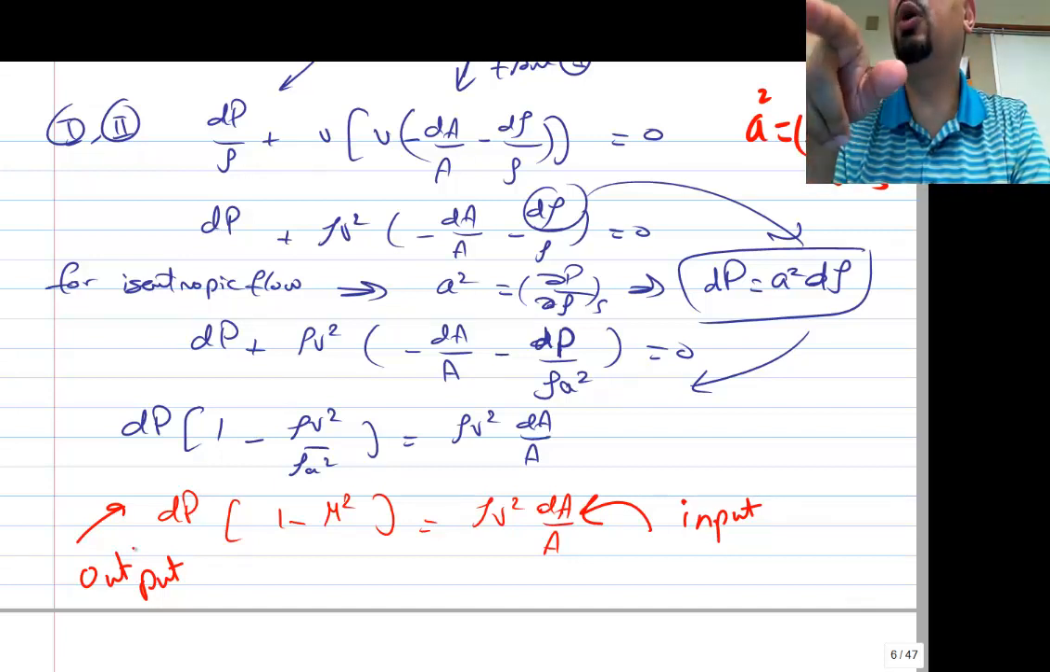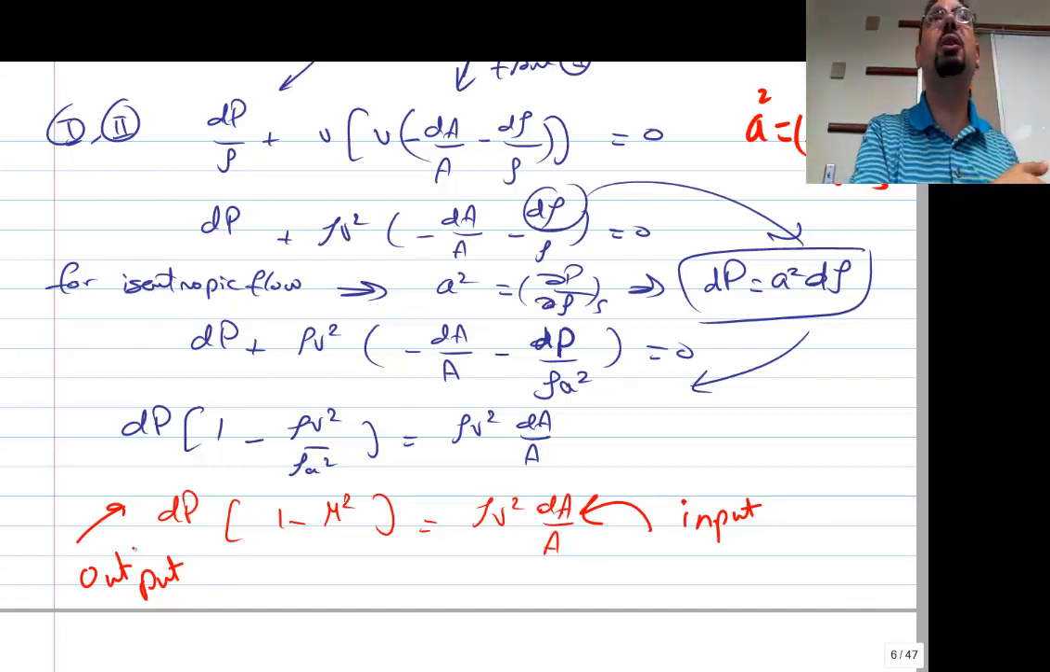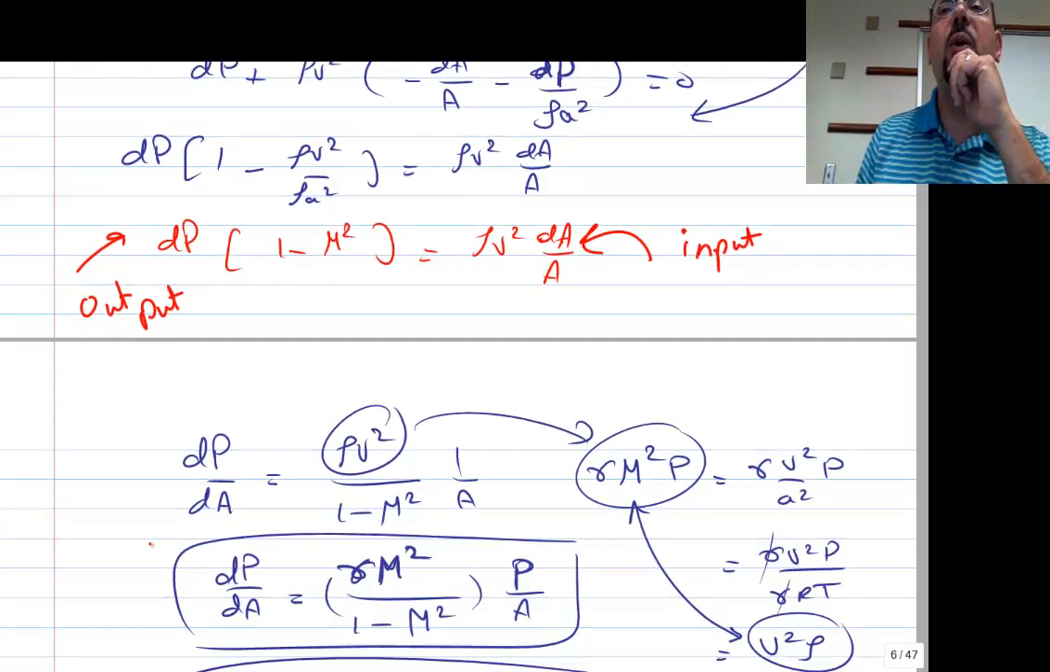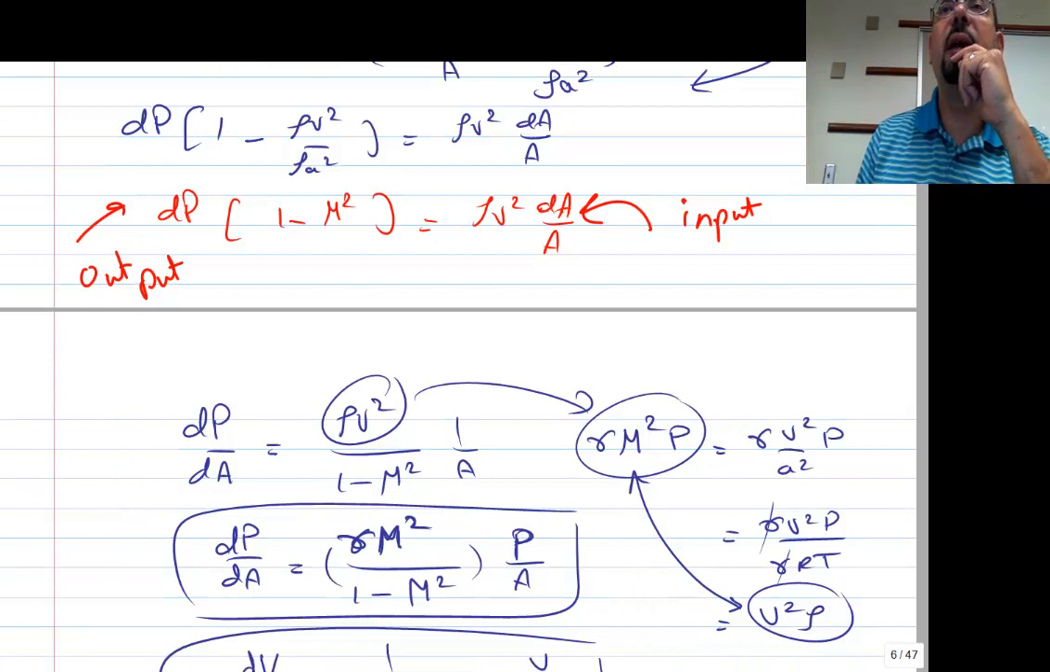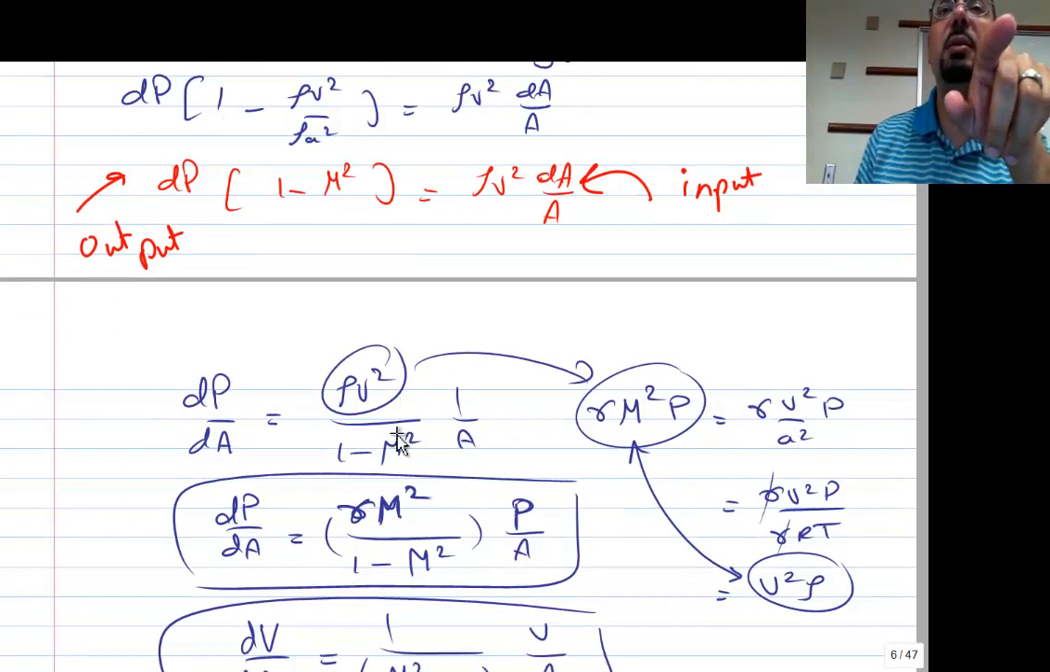Mach number and V square, those are the stuff at the input. This is what you started with. And now this equation tells you basically what will happen to the dB as a function of dA. Alright, so now what's interesting is looking at the sign. So to get that sign, you just do one more extra step.